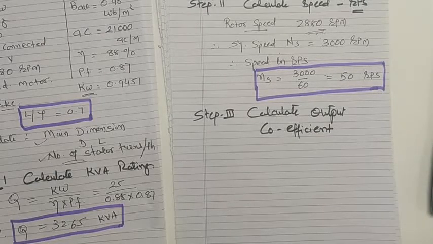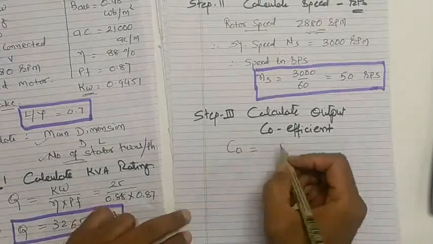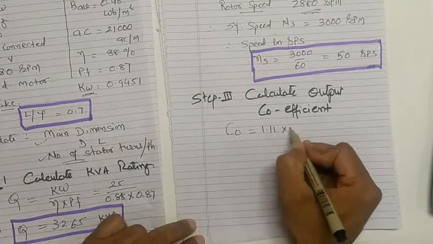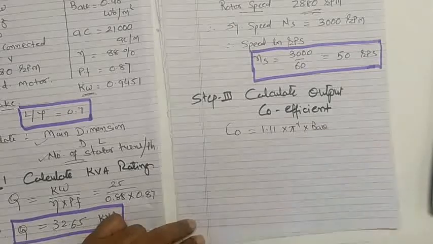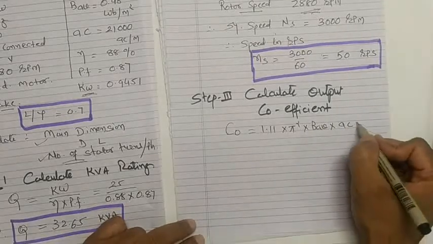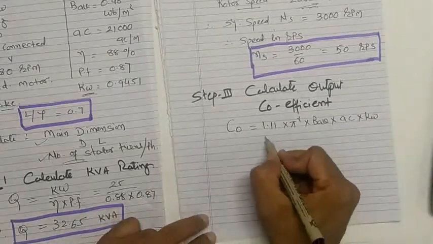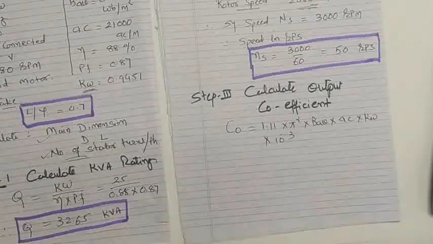So in the third step we will have to calculate the output coefficient. The CO equation we know: that is 1.11 multiplied by pi square, multiplied by BAV, that is specific magnetic loading, multiplied by specific electric loading AC, multiplied by the stator coefficient KW, multiplied by 10 raised to minus 3.